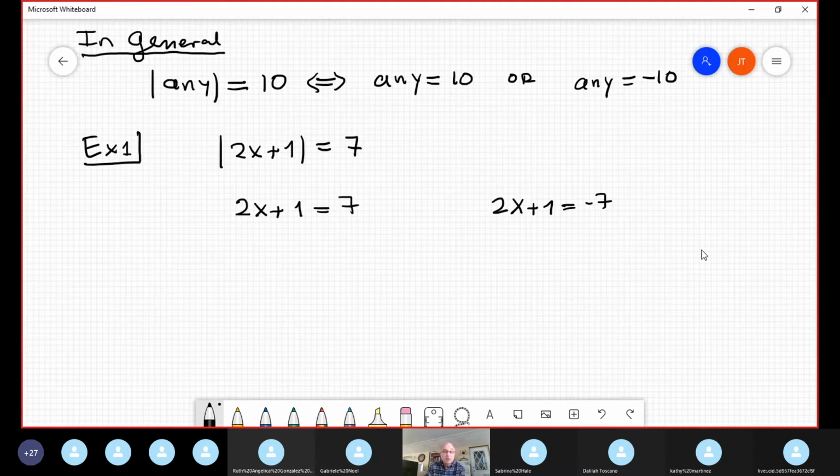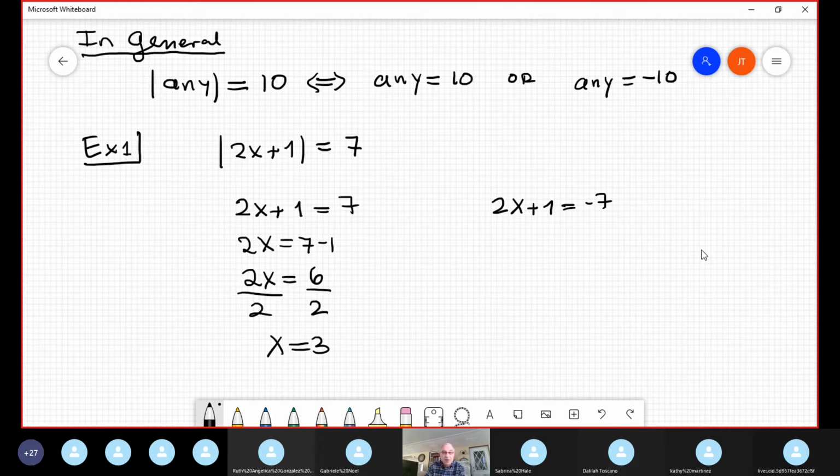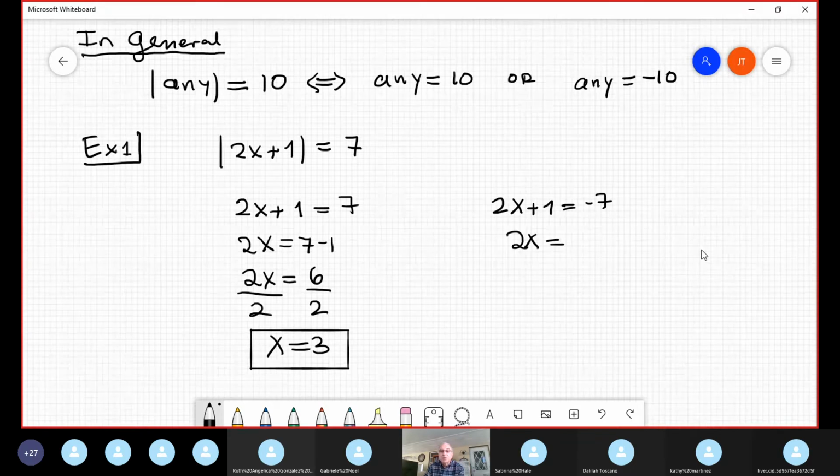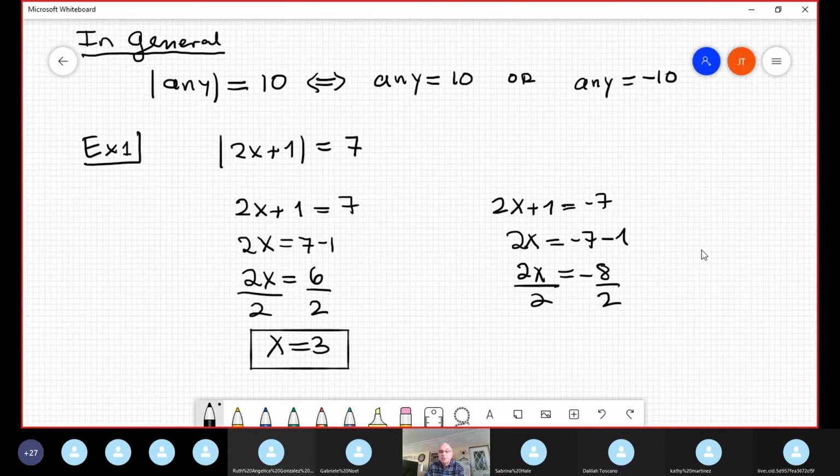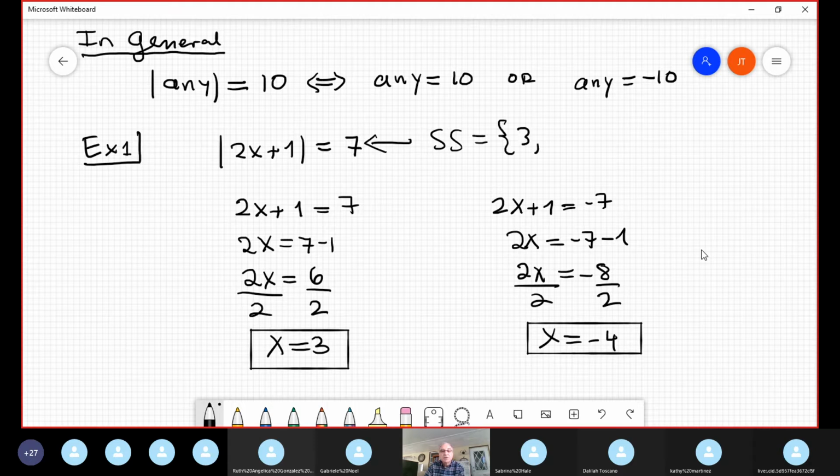Okay, now subtracting 1, 2x equals 7 minus 1 gets 6, divided by 2. This is elementary algebra, x equals 3. So this is my first solution. My second is 2x equals minus 7 minus 1, or negative 8, divided by 2, negative 4. So what is the solution set for this equation? The solution set is positive 3 and negative 4.